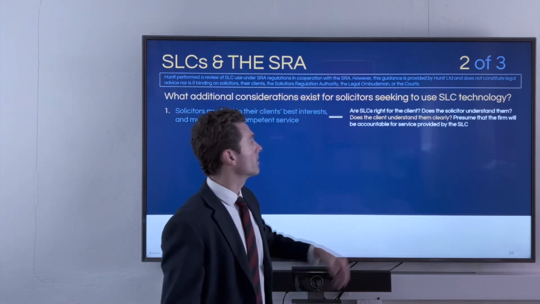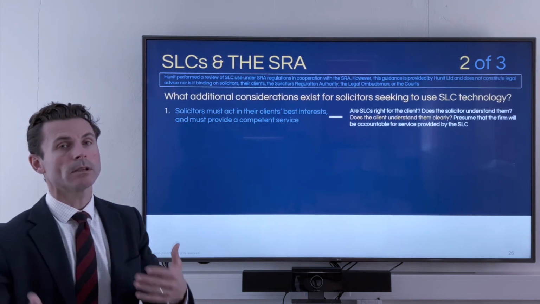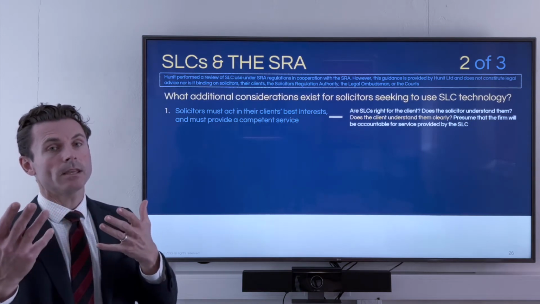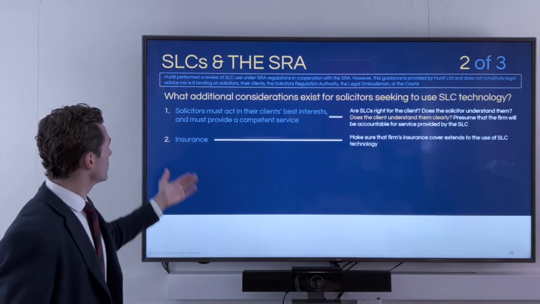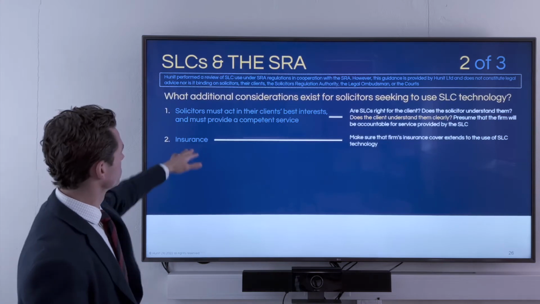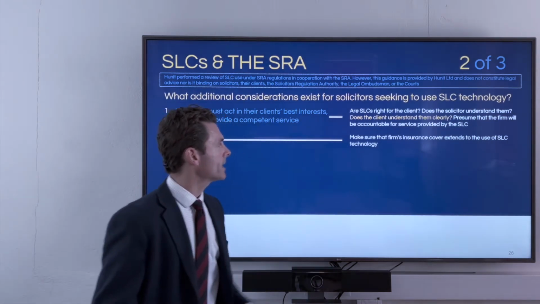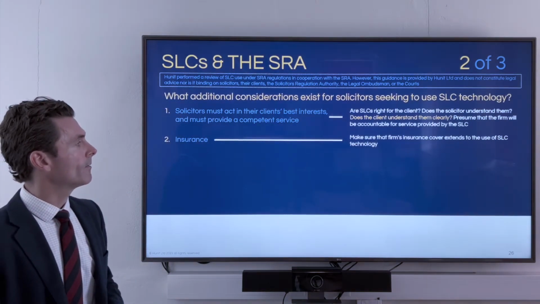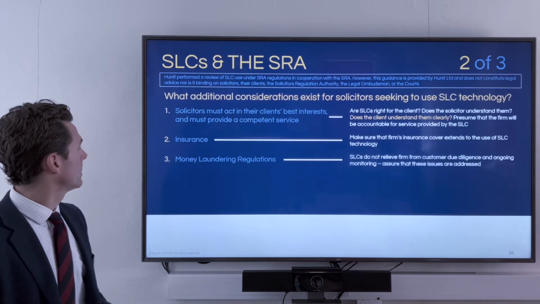Presume that the firm will be accountable for the service provided for the smart legal contract. So the obligation does not end with the delivery of the smart legal contract, but it ends with the conclusion of its life cycle. Insurance. So, and here as a service provider, we have some plans in the works for how to solve this on a more systematic level. But essentially, any firm needs to make sure that they are properly insured for the use of smart legal contract technology inside of regulated client services.